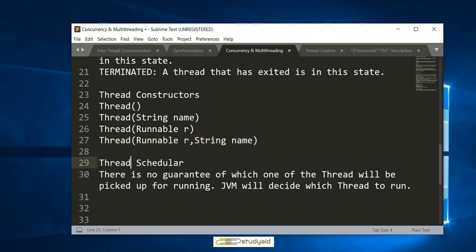One thing we need to remember is that there is no guarantee of which thread will be picked up for running. The JVM will decide which thread to run. So that means there can be many threads running at the same time, but in the default case, the JVM will decide which thread to run. So that's all about the beginning of threads.